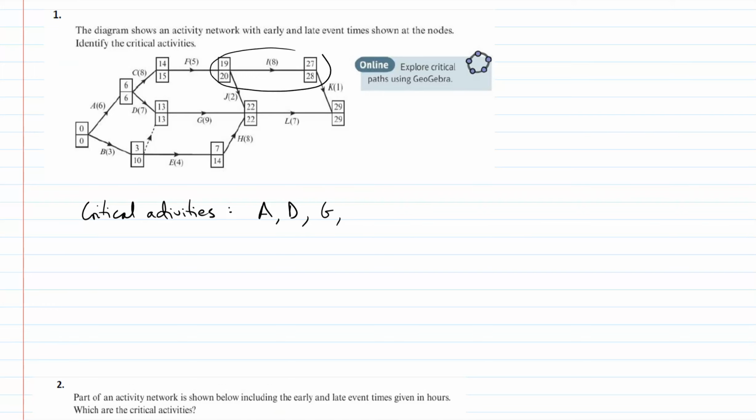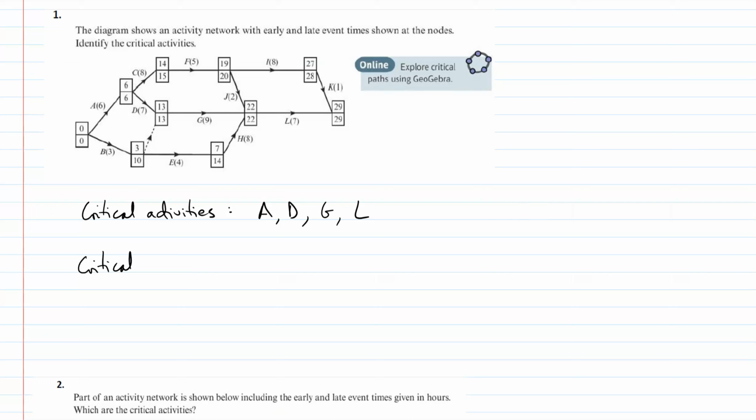I is also not critical. We don't have the same numbers top and bottom in the square, so I is not critical. J is also not critical. The 19 and 20 means you could start J at 20 and you still have a bit of time. So J is not critical. K is not critical, these numbers are different, but L is critical because the numbers here are the same, the numbers here are the same, and that duration of 7 all matches up, and therefore it is critical. If you delayed L, you'd have to delay everything. So those are my critical activities, and from this I can actually identify a critical path as well.